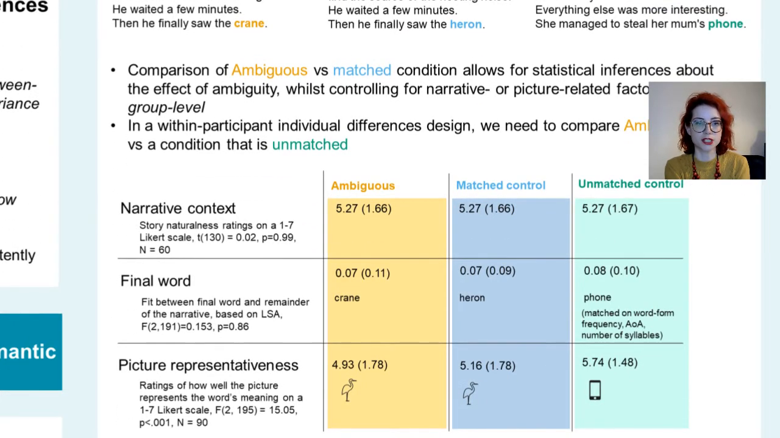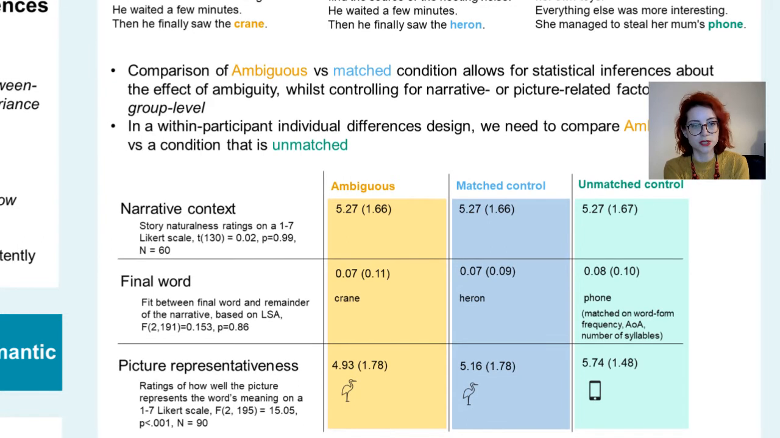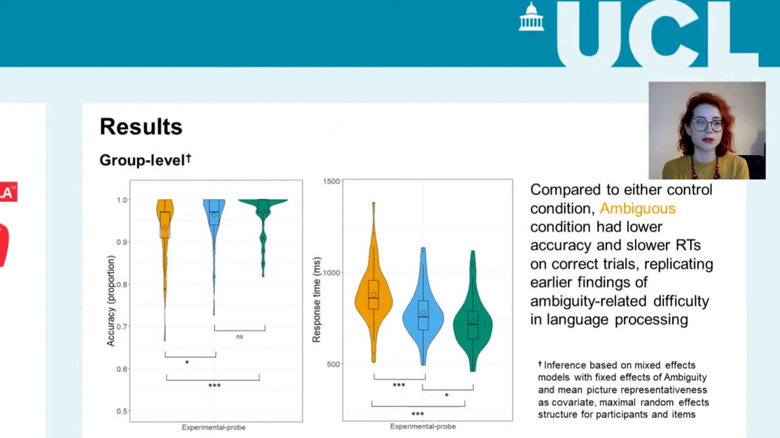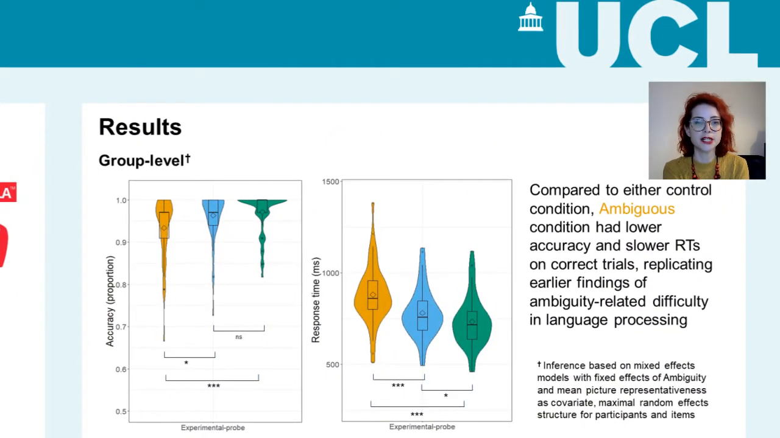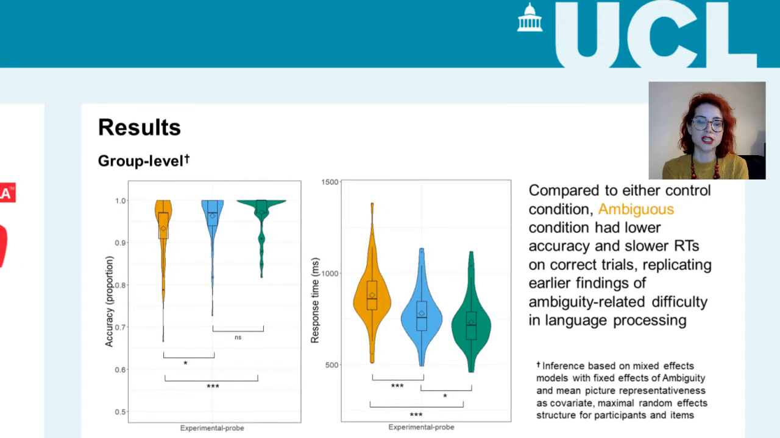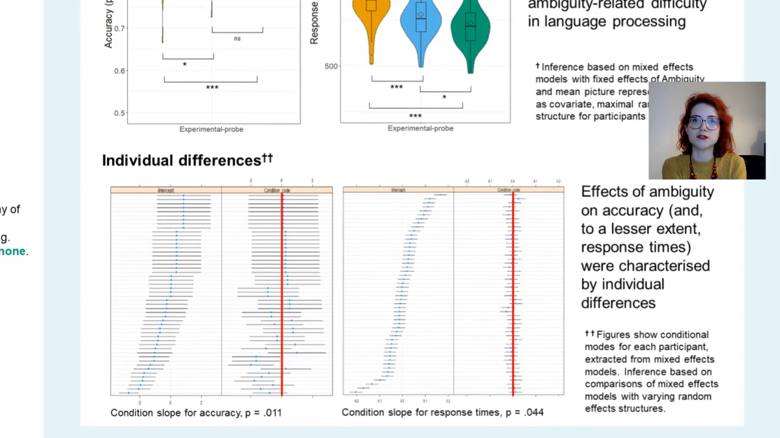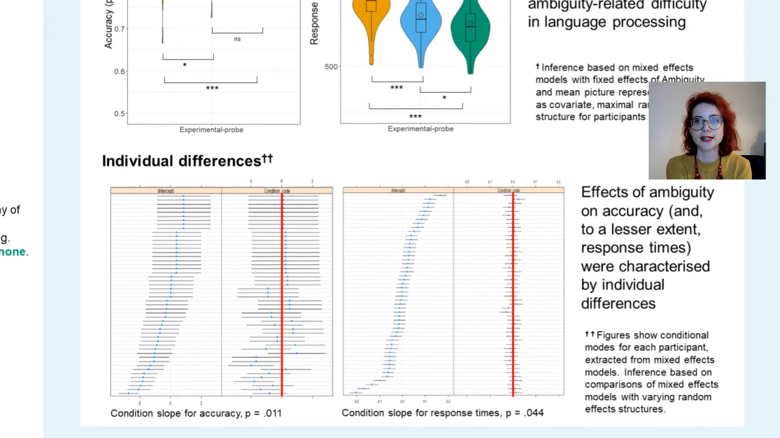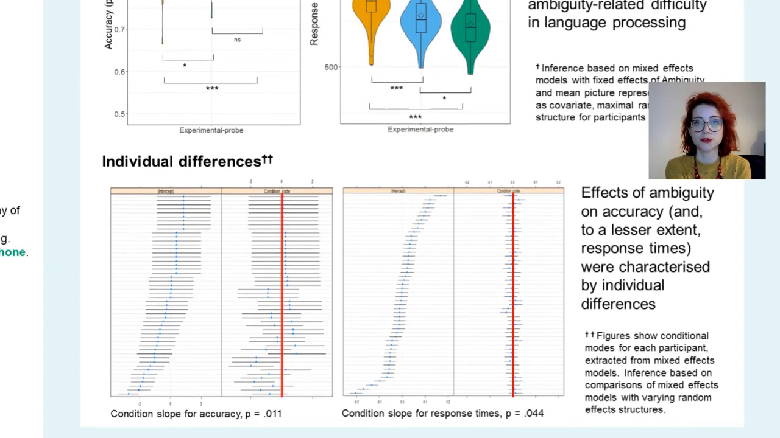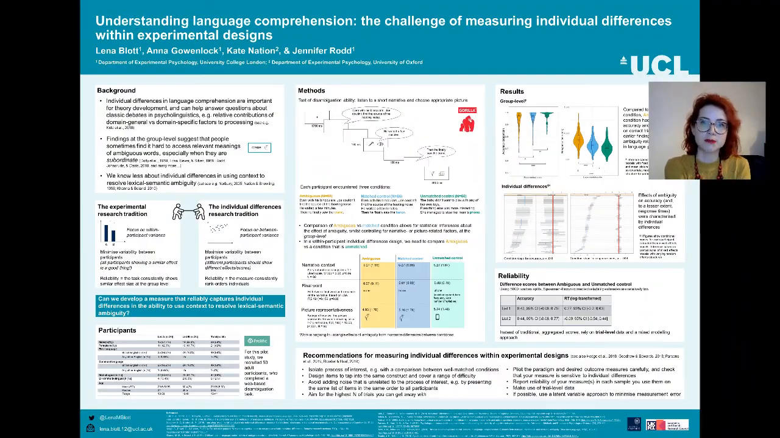So we had three conditions. We ran a few pilot studies to help us understand the characteristics of the stimuli, showing that the unmatched condition was not ideal, but a reasonable control. At the group level, we found that, as we expected, the ambiguous condition was harder than either of the control conditions. Crucially, we also found evidence that individuals varied in how much of an effect the ambiguity had on their task performance. Our next step is understanding where these individual differences come from.